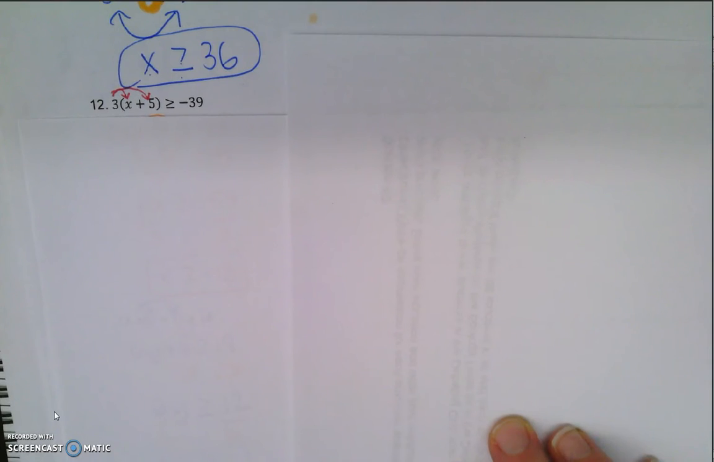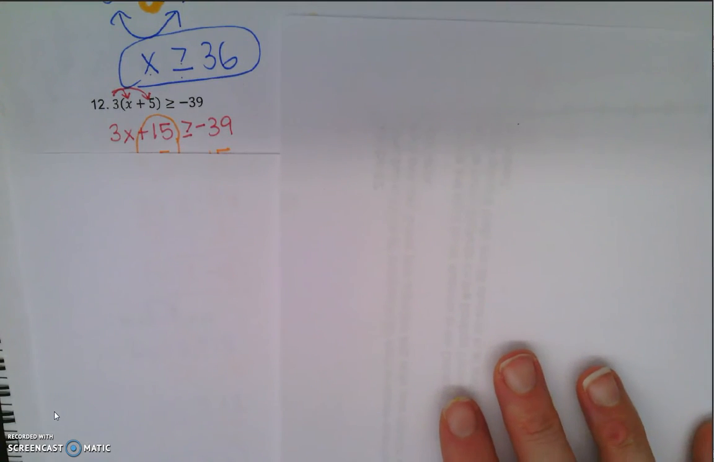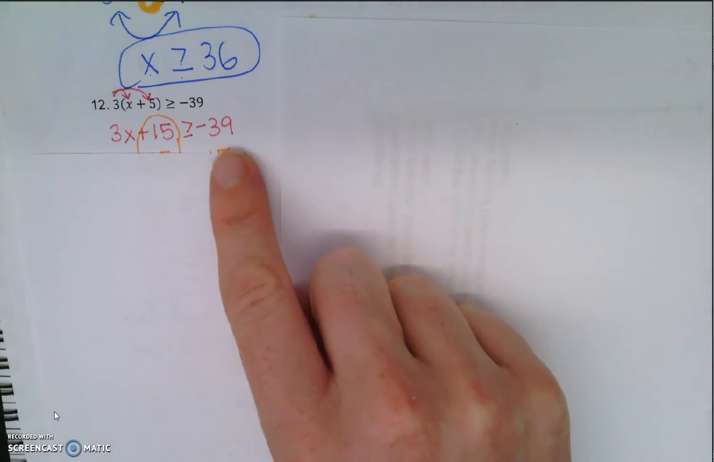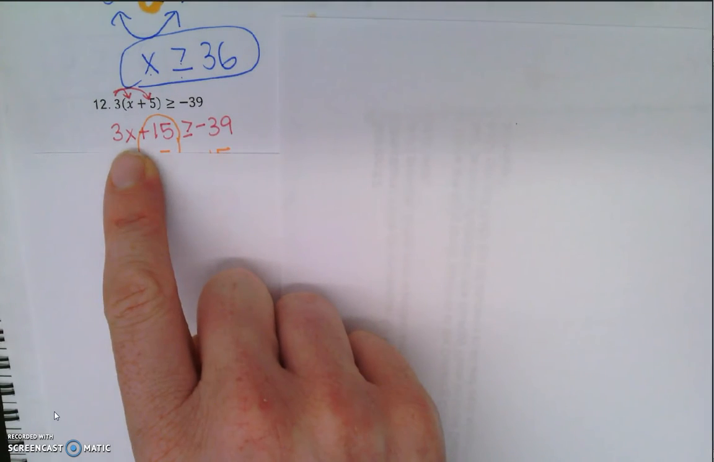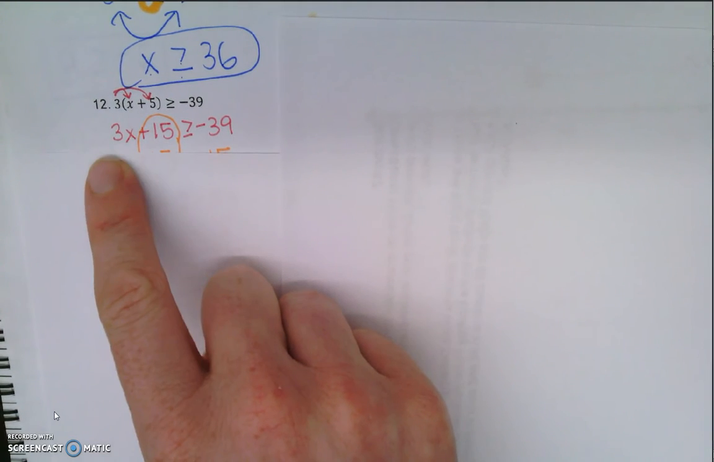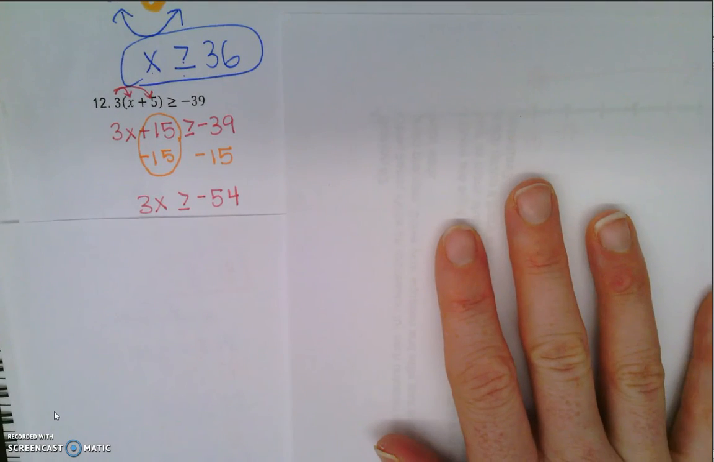Number 12, my first step was to distribute that 3 to the x and the 5, or 3 groups of x plus 5, which would get me 3x plus 15 is greater than or equal to negative 39. Now I need to isolate my variable. I should get rid of the circles before the rectangles. Subtract 15 from both sides, and you're left with 3x is greater than or equal to negative 54.